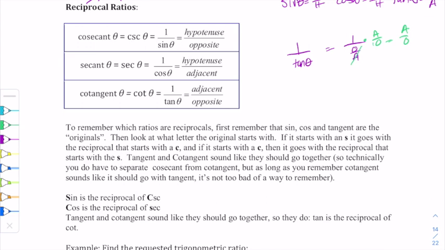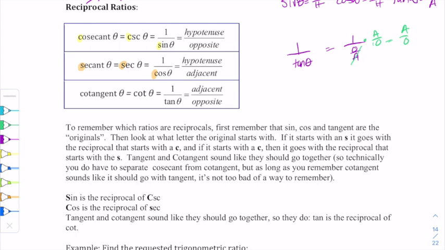Now the way that I help myself remember is based on the letters. So we've got cosecant starts with a C, and its reciprocal starts with an S. So secant starts with an S, and its reciprocal starts with a C. So the C's and S's flip-flop. You do have to realize that cotangent starts with a C, but it matches with tangent. Cotangent and tangent sound like they should go together, and they do go together. So that's how I help myself remember.